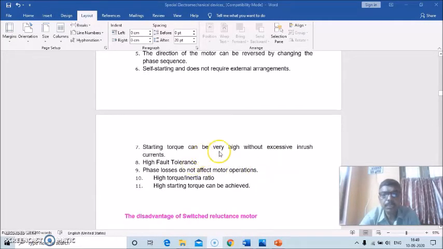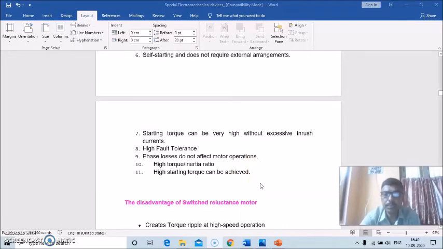Starting torque can be very high without excessive inrush currents, and there is high fault tolerance. Phase loss does not affect motor operations. High torque to inertia ratio and high starting torque can be achieved.